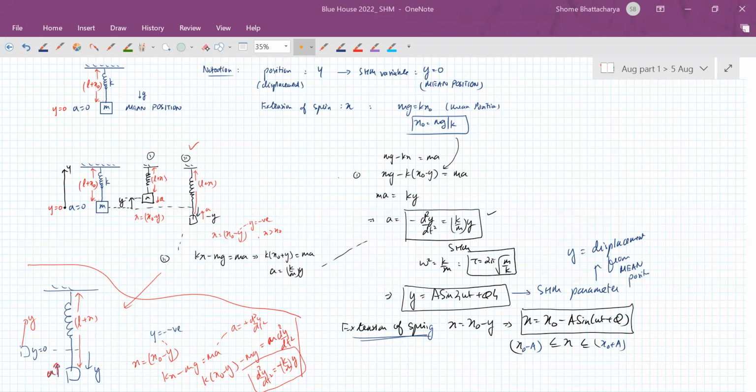Yeah. There is a small correction here. It should be minus y here, but a is basically plus d2y by dt square, like I've written in the thing below. This is minus y only. Sorry, minus mg, of course.